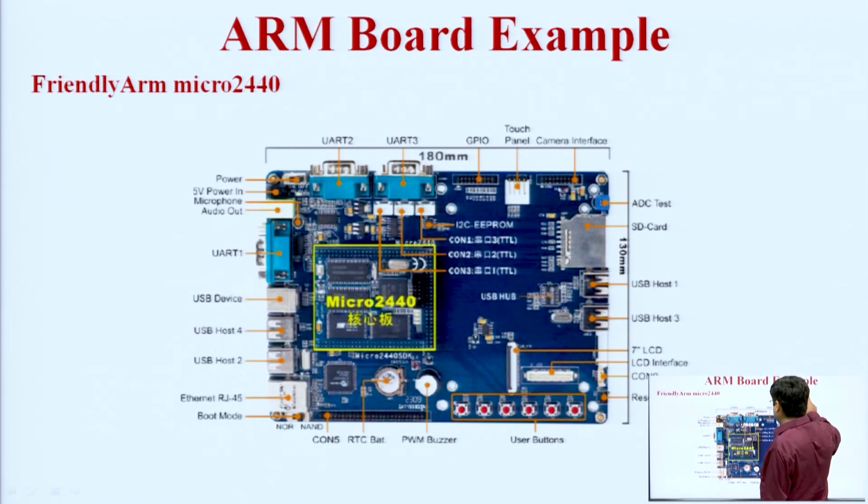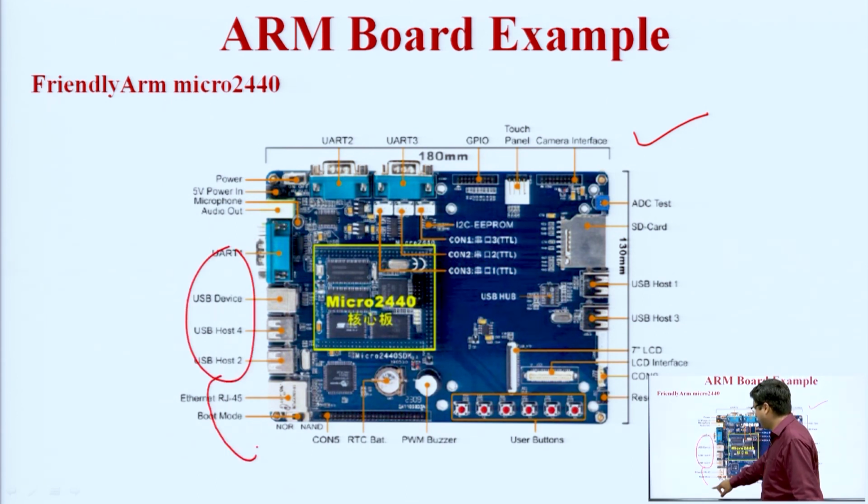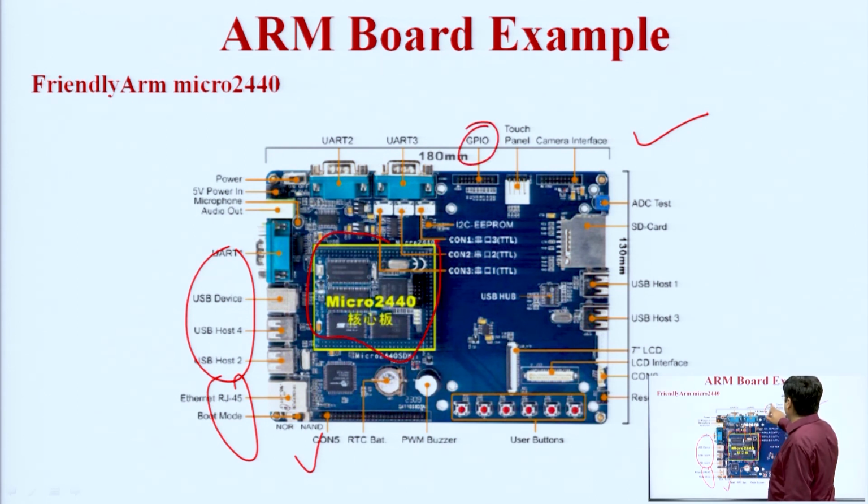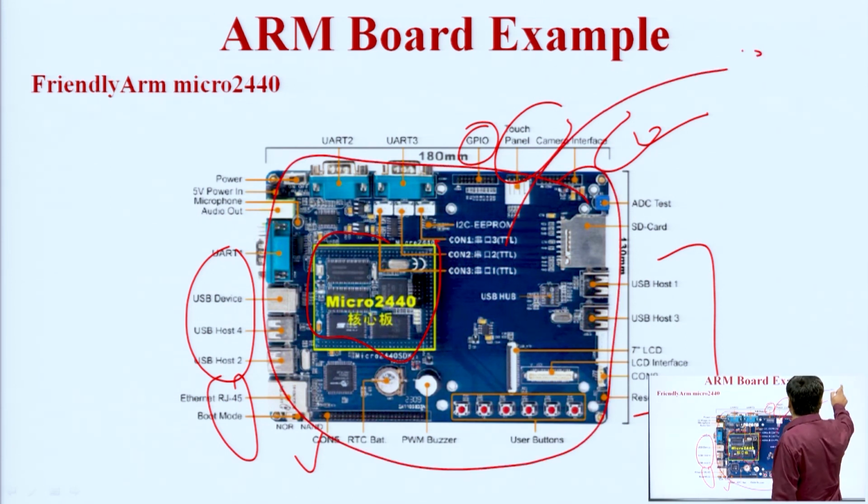In the last slide we have seen an example of an ARM board. This is the picture of the ARM board. You can see different types of blocks: USB, Ethernet, boot mode. This is the ARM processor, GPIO ports, touch panel, camera interface. All these things are integrated on the same chip. So basically this is an SoC, system on chip.